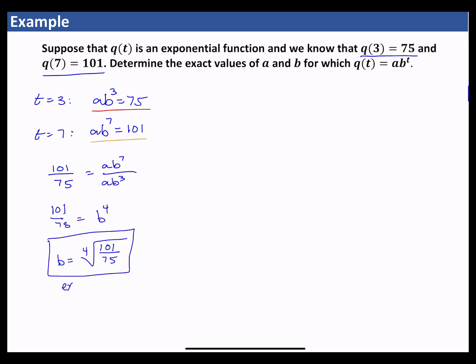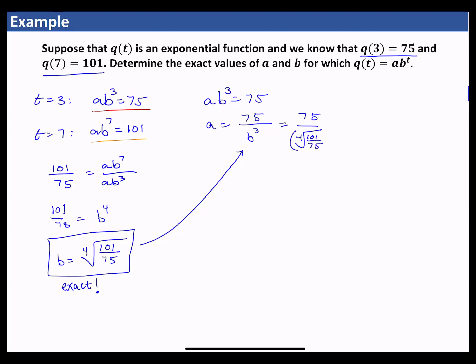Note that we are only using the positive 4th root because the base b is defined to always be positive in exponential functions. Now, to find the exact value of a, we solve one of our original equations for a. So let's just take ab to the 3rd equals 75. And solving for a, we can see that a equals 75 divided by b to the 3rd. Substituting the exact value of b, we see that a equals 75 divided by the 4th root of 101 over 75, quantity cubed.